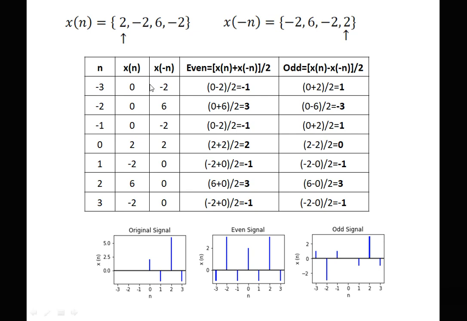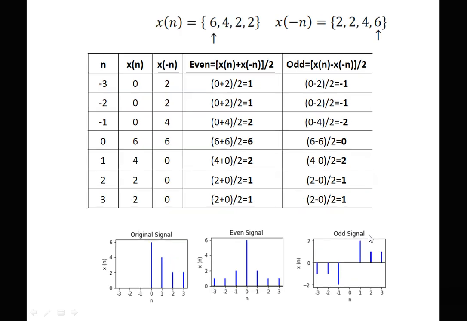This is x of n, this is x of minus n. This is the even calculation, odd calculation, and this is a graphical representation of the original signal, even signal, and the odd signal. Now see the similar example again. X of n: 6, 4, 2, 2. The signal is again present from 0 to 3. For x of minus n, all this positive portion is shifted to this side, so 4, 2, 2. And these are nothing but -3, -2, -1, and 0.